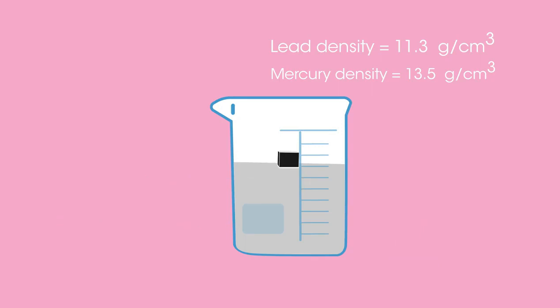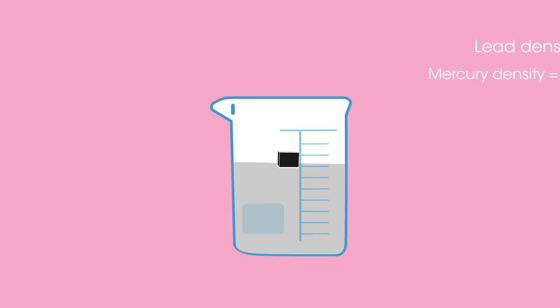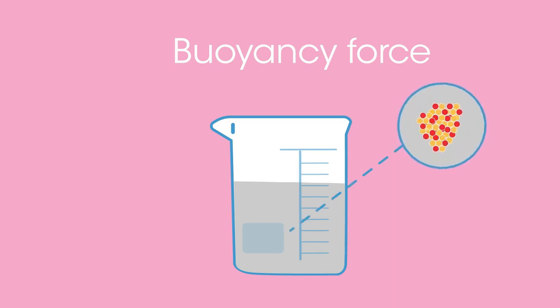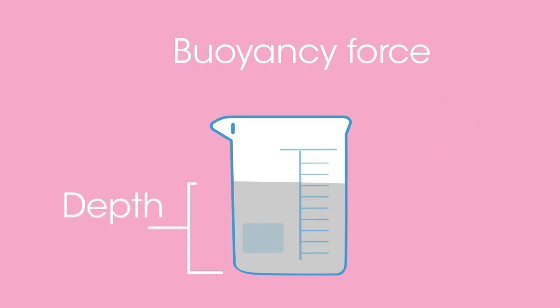So that's a fairly easy way of explaining why solid blocks float or sink. There is another thing to consider: buoyancy force. All liquids are made up of particles that can slide over each other. When the particles collide, pressure is produced. The pressure in a liquid varies with depth, density and gravitational field strength.